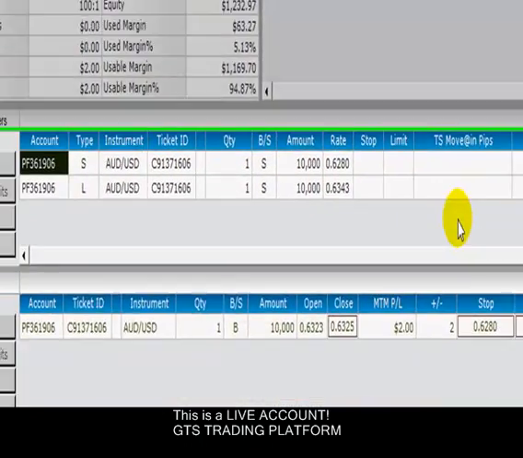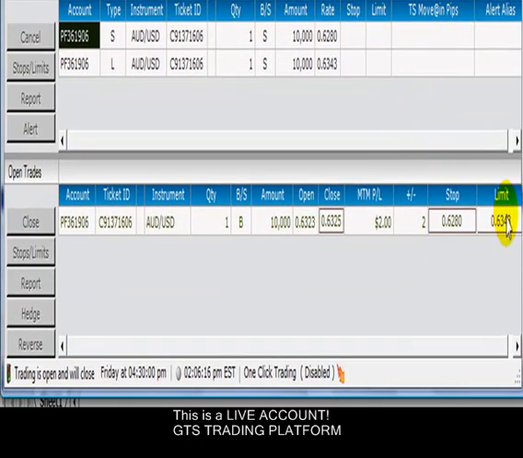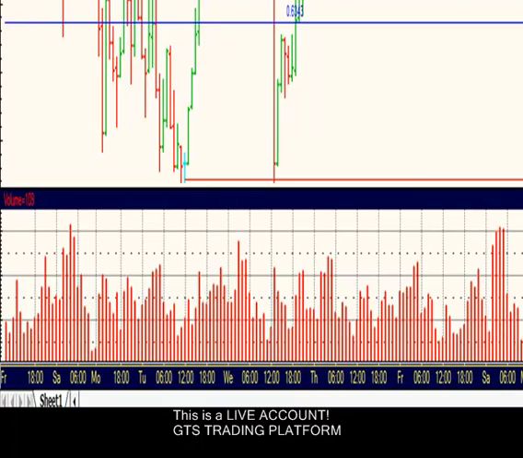Right, now my trade is in, I'm fully protected. There's my stops and my limits down here at this point in time. So all I need to do now is just let this trade work. Show a bit of patience, let it work, and see what happens over the next coming periods.